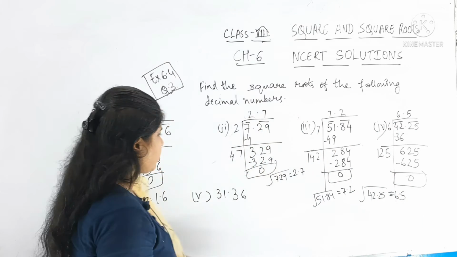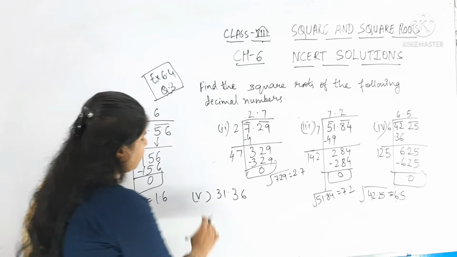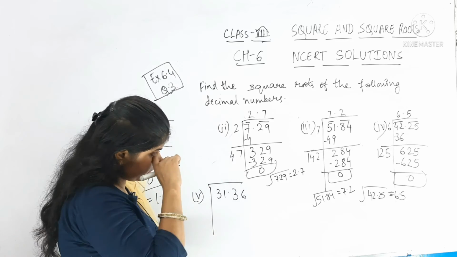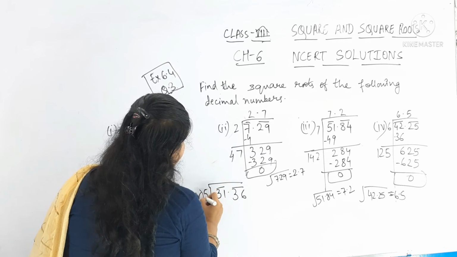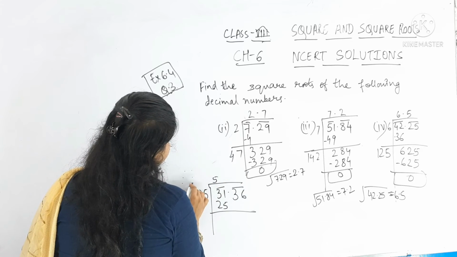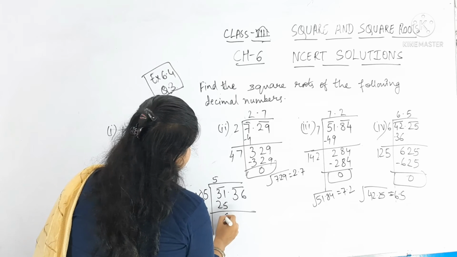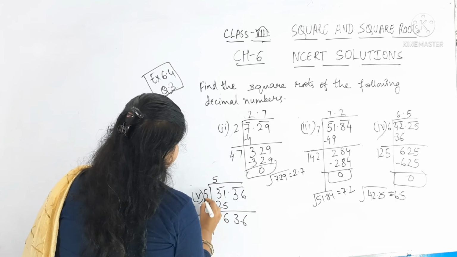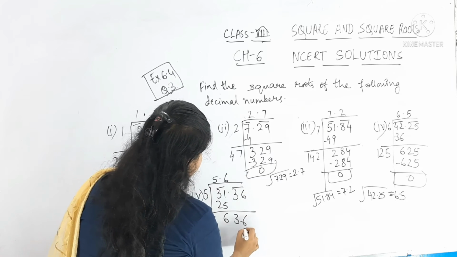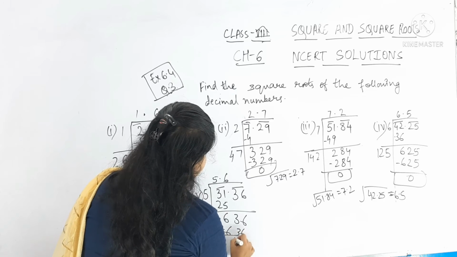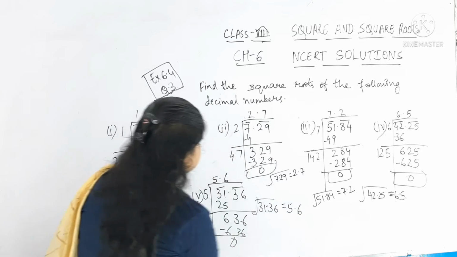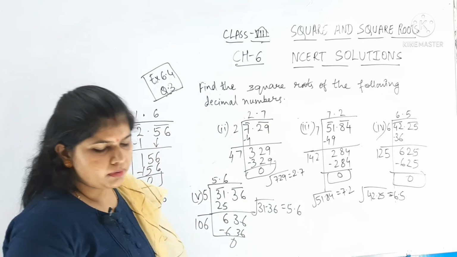Okay, so this is the questions. That is the last question, fifth number. We have to solve the square root of 31.36. So here 5 5s are 25, 26, 27, 28, 29, 30, 31. Okay, 6, 36. Here 5 plus 5 is 10. So I am getting here 6 6s are 36, 6 1s are 6. So under root of 31.36 is equal to 5.6. Like this you have to solve the decimal numbers.